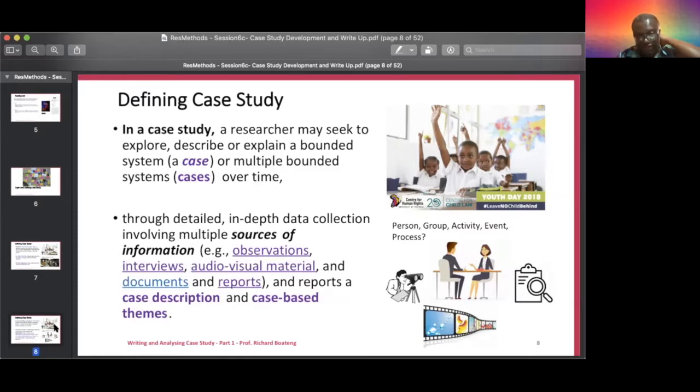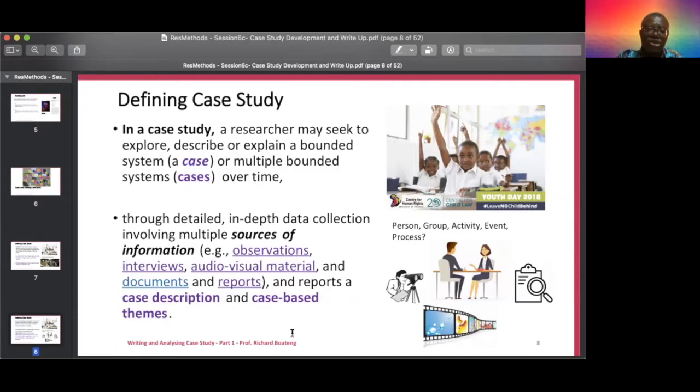Now, what makes it very different from other research is that case studies involve in-depth data collection from multiple sources of information. In-depth data collection takes a lot of time to collect very rich information to develop a case. The multiple sources include observations, interviews, audiovisual materials, documents, and reports. Sometimes some of the documents or reports may be archived documents. So that's what you see with a case.